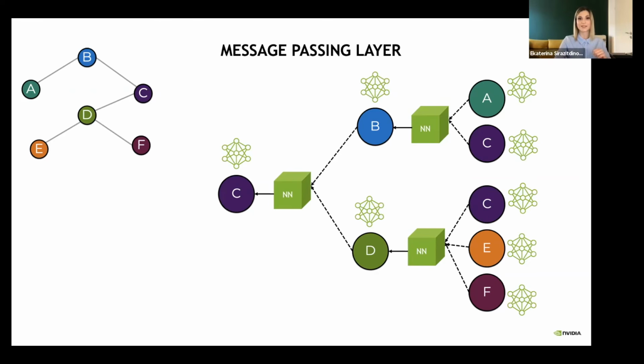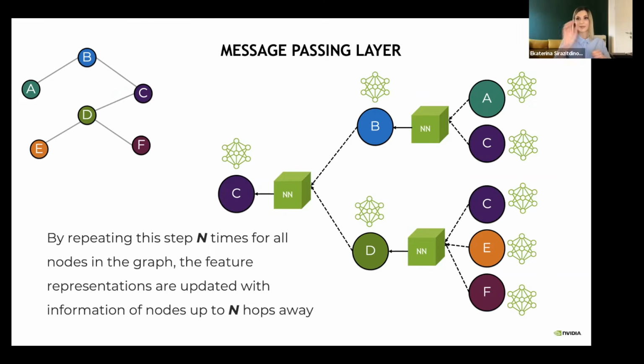What's more, in addition to this neural network, we can also place a neural network, something like a multi-layer perceptron or recurrent neural network, in each node as well. So it's becoming a little bit complex, but by doing that, you can encode a lot of information. By repeating this step n times for all nodes in the graph, the feature representations are updated with information of nodes up to n hops away. As an engineer here, your goal is actually to find this n. So it's basically your hyperparameter. You try to choose it in order to see what fits best for your task at hand.